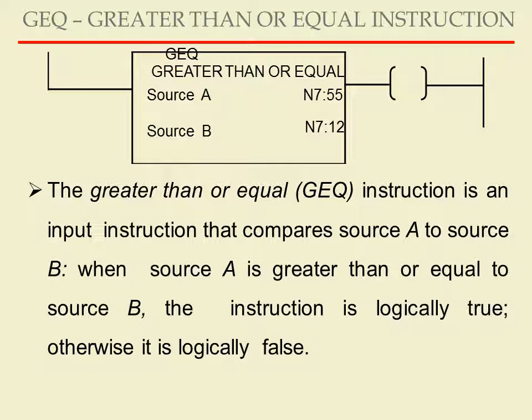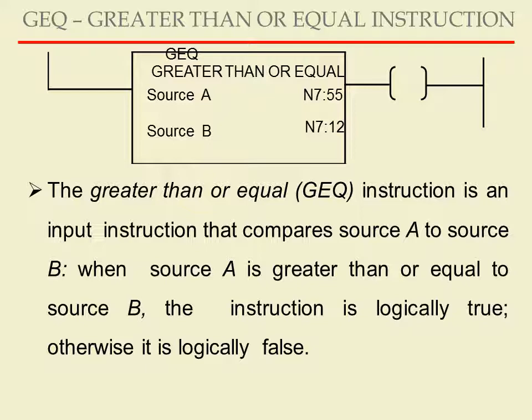Then GEQ, that is greater than or equal to instruction. It is also having source A and source B. The GEQ instruction is an input instruction that compares source A to source B. When source A is greater than or equal to source B, the instruction is logically true, otherwise it is logically false. See how to check whether it is logically true or logically false.